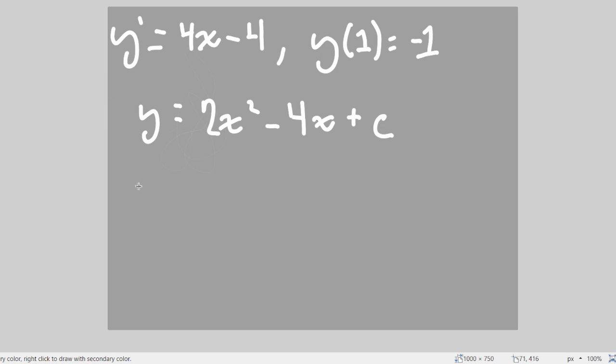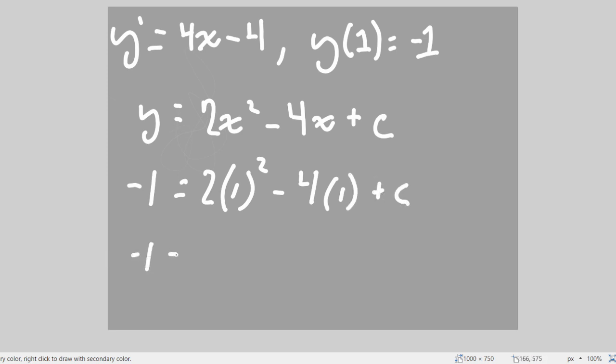So if we plug in negative 1 for y equals, and then we get to plug in 1 for the x's, so 2 times 1 squared minus 4 times 1 plus c. We then simplify, negative 1 equals, this is going to be 1 squared, so this is going to be 2 minus 4, negative 2 plus c. That's c is going to equal 1. Terrible box, but you get the idea.